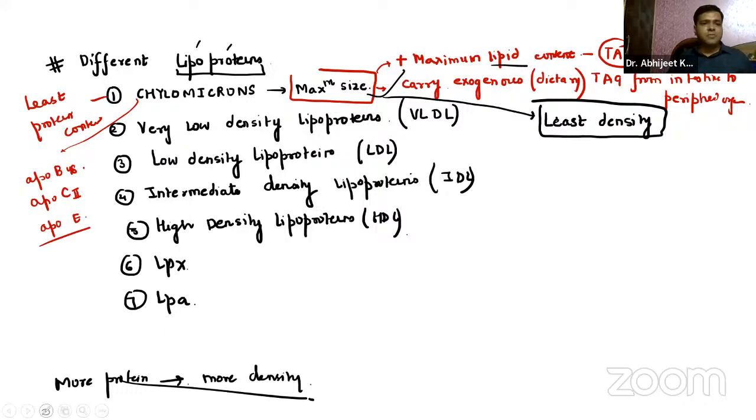We have already discussed the chylomicrons, guys. The things that you have to learn: it has the maximum size, the maximum lipid content in the form of TAG, and it has the least density because it has the least protein content. If protein is more, there is more density; if it is less, there is least density. The apolipoproteins present are ApoB48, ApoC2, and ApoE. Those are the takeaway points, and you have to remember it carries dietary TAG from the intestine to all the peripheral organs of the body.